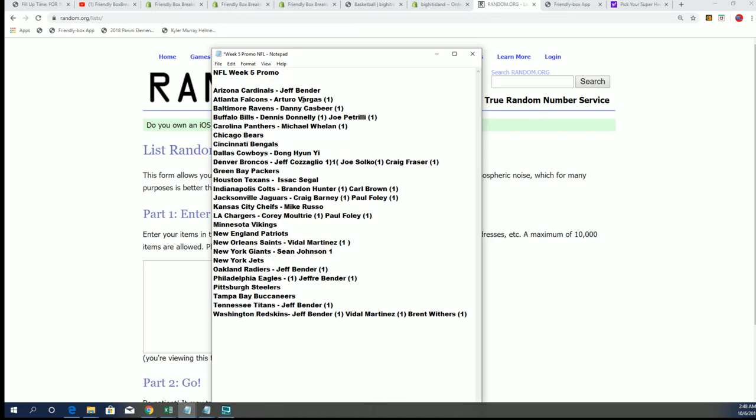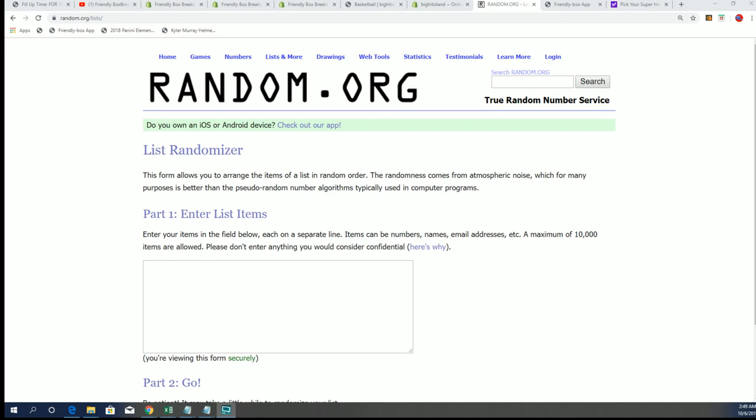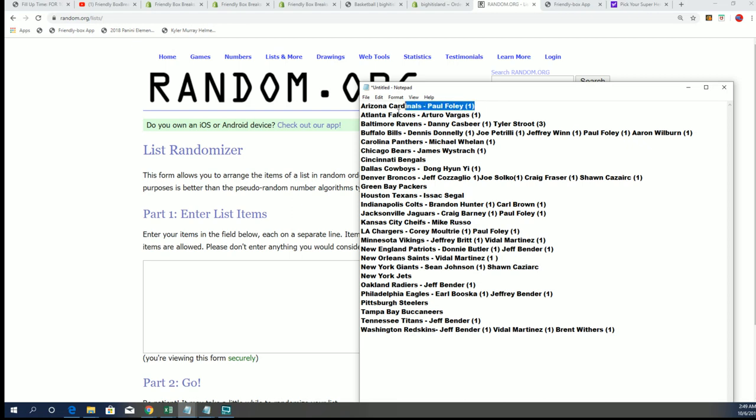By the way, congratulations, Arturo. Let's see, this should be reading Foley. Arturo, you're going to own the Falcons. Let me see, this isn't right. That's a wrong sheet. Okay, there's our correct sheet. Foley has the Cardinals. Arturo, you have the Falcons. Tyler S. is going to own the Ravens with three autos.